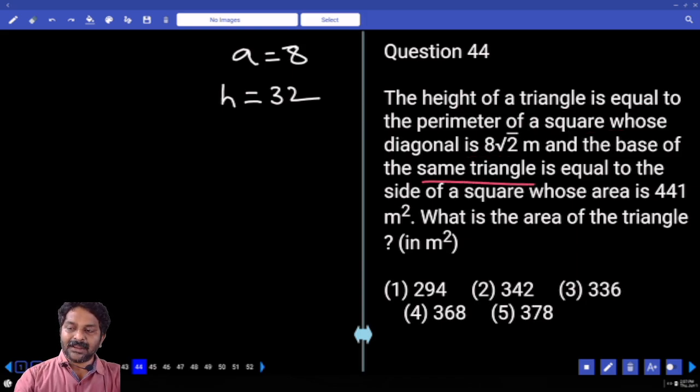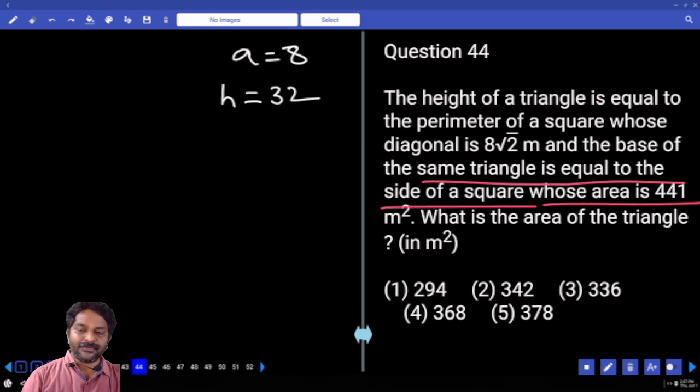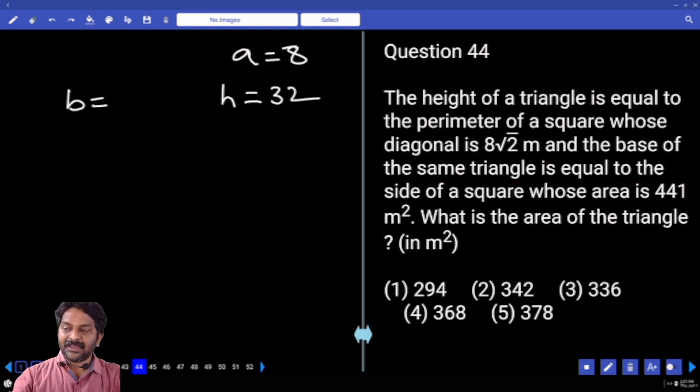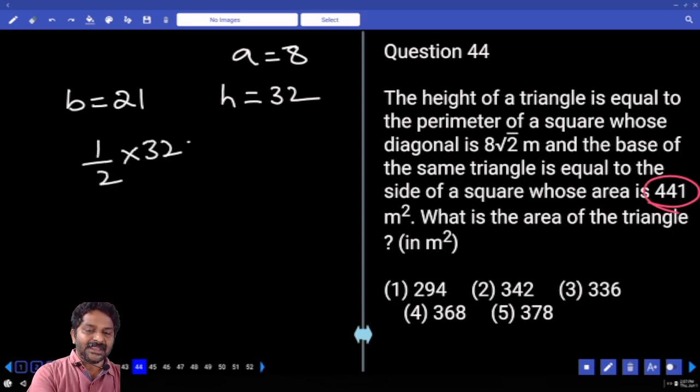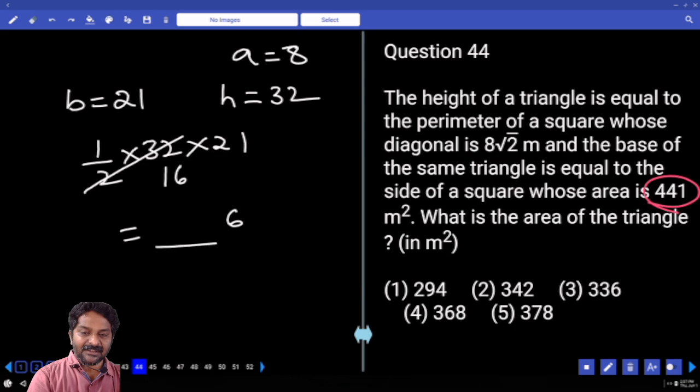Base of the same triangle is equal to the side of the square whose area is 441. Now the base of the triangle is equal to the side of another square whose area is 441. Which square is 441? 21 square. That means the base is equal to 21. Area of the triangle is half base into height. Half into how many times? 16 into 21. The answer must end with the third option.